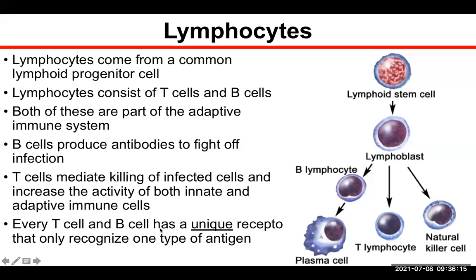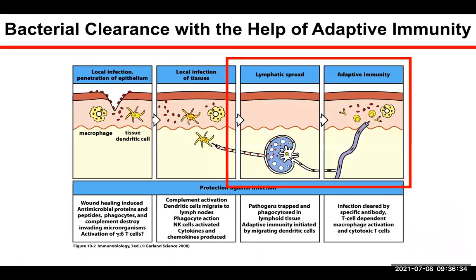Every T and B cell has a unique receptor that only recognizes one type of antigen. So basically, it's thought that for every kind of pathogen that exists, you have one kind of T cell that is able to recognize that pathogen. And I'll go more into that when we're actually talking about some of the receptors that are implicated in that.